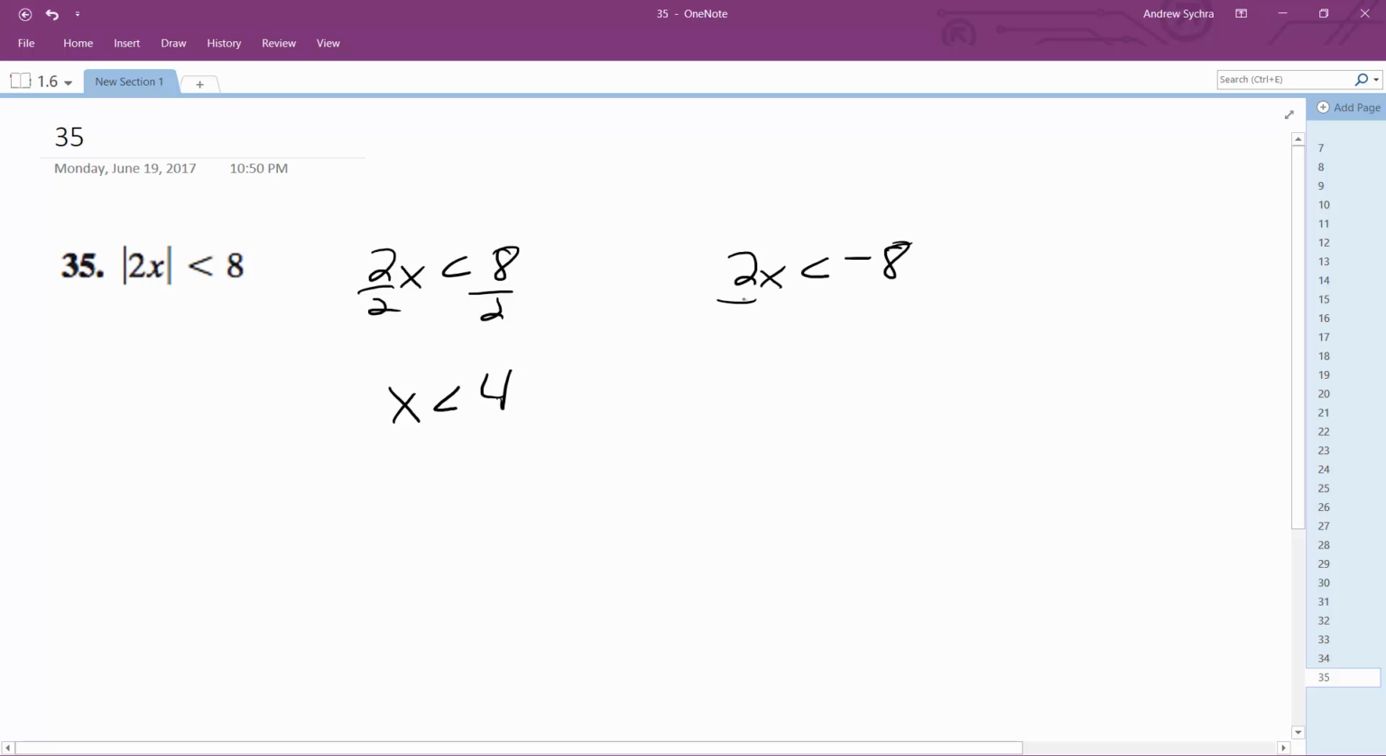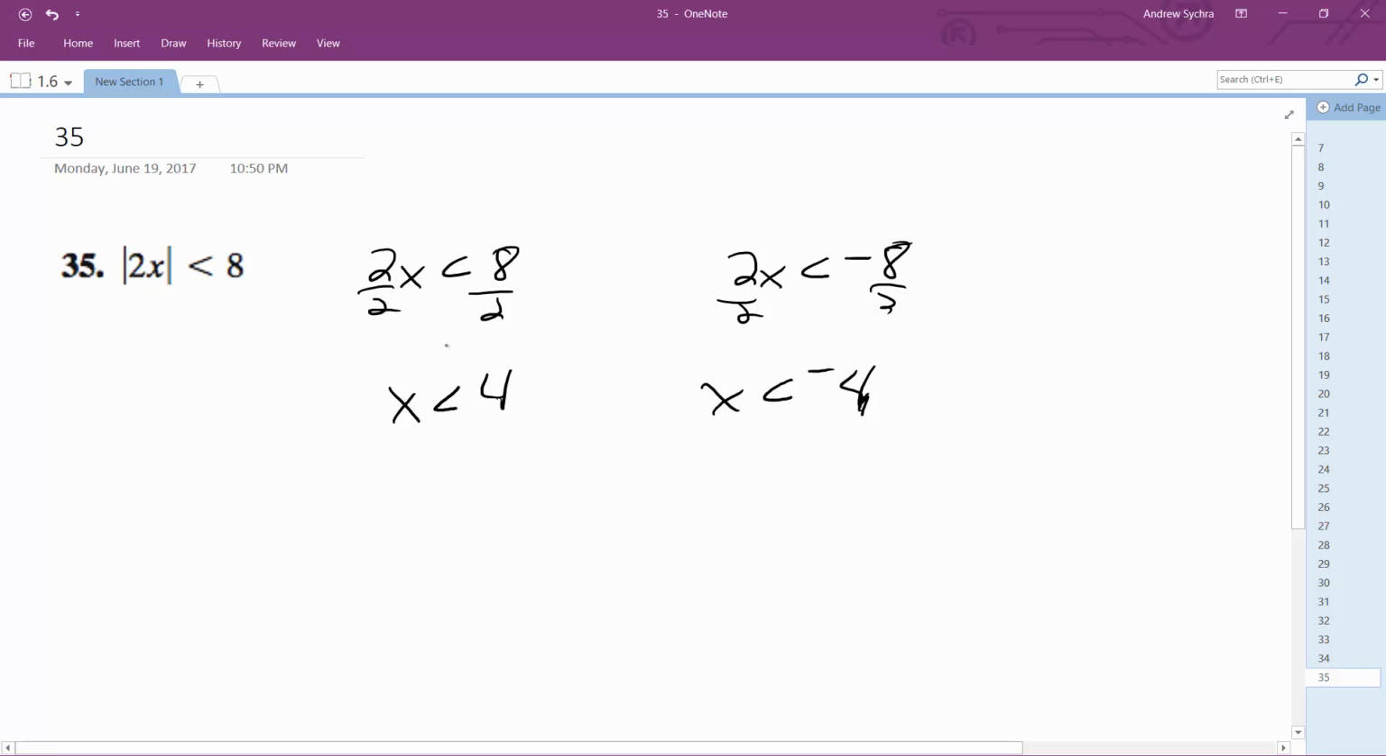And then divide by 2 again. And then x is less than negative 4. But that doesn't really make sense. It'd have to be, well, we have less than negative 4, but the problem with that is, well, it's an absolute value sign.